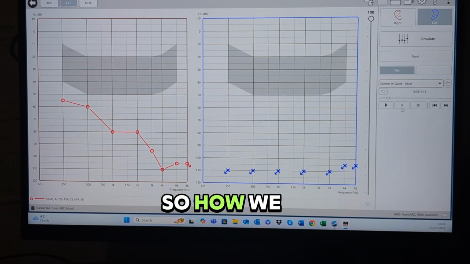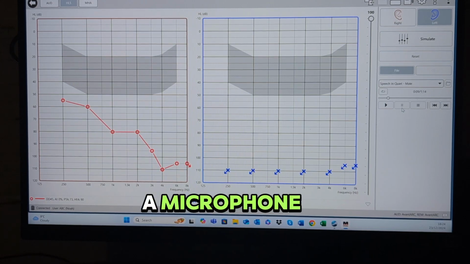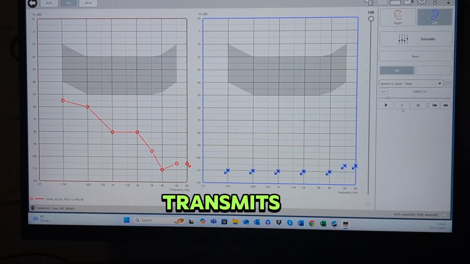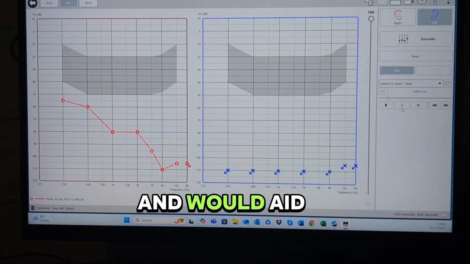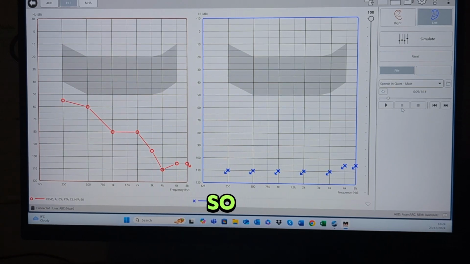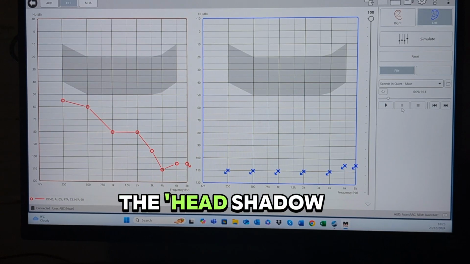So how we would approach this case is something called a bicross. A bicross is where the left side has a device on it, but it's not a hearing aid. It's a microphone, which wirelessly transmits the sound to the right side, which is a hearing aid and would aid the right side. So the benefit of a bicross is that it gets rid of something called the head shadow effect.